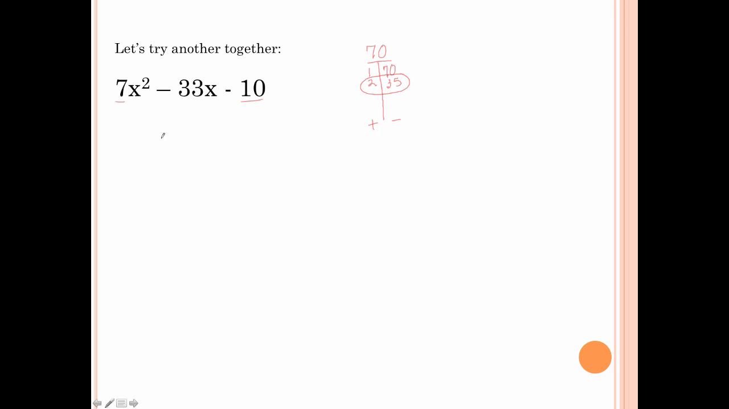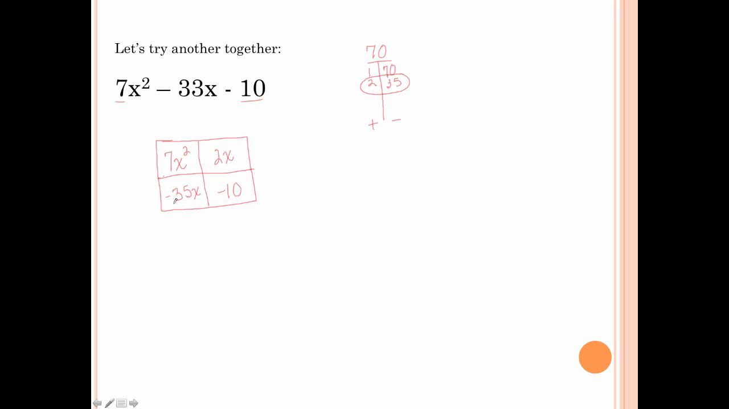So I'm going to do this first by the box method. I know that I need to put in my upper left corner that A term, that's 7x squared. In my bottom right corner is going to be my C term, negative 10. And then I've got a 2x that needs to go somewhere, and a negative 35x that needs to go somewhere. Remember, I don't care which box these two go into.